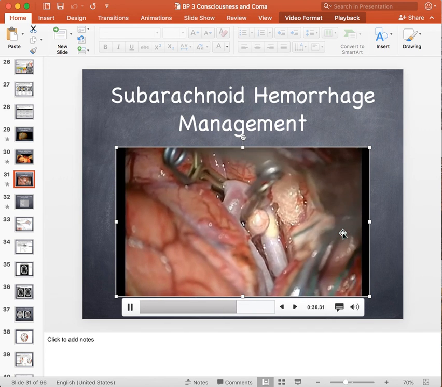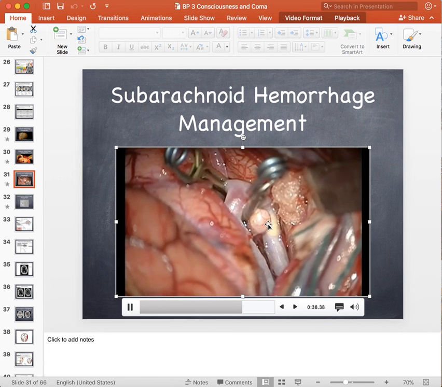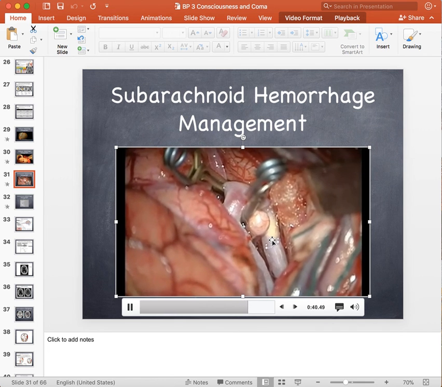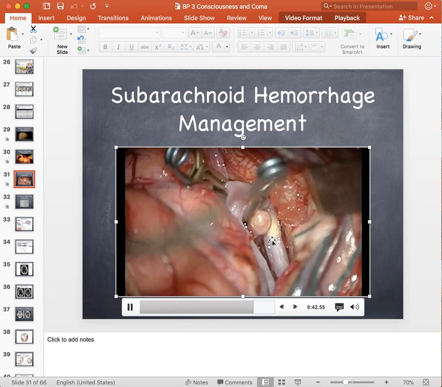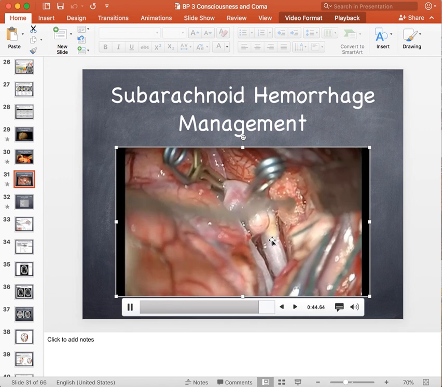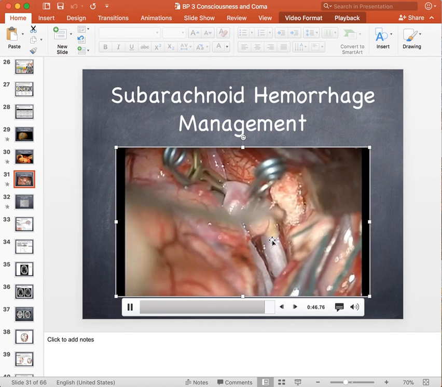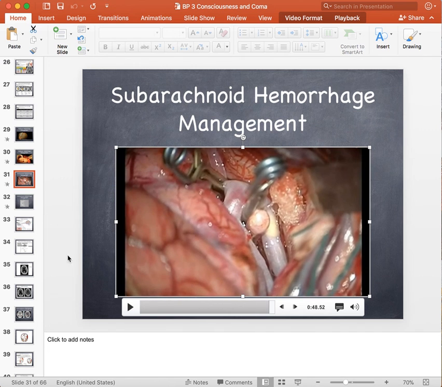So they just put that clip on, and you can see the aneurysm just deflate nicely. You have to be very careful not to clip off the vessel itself that it's coming off of, and there is a real art to this. So that's the clipping of the aneurysm.